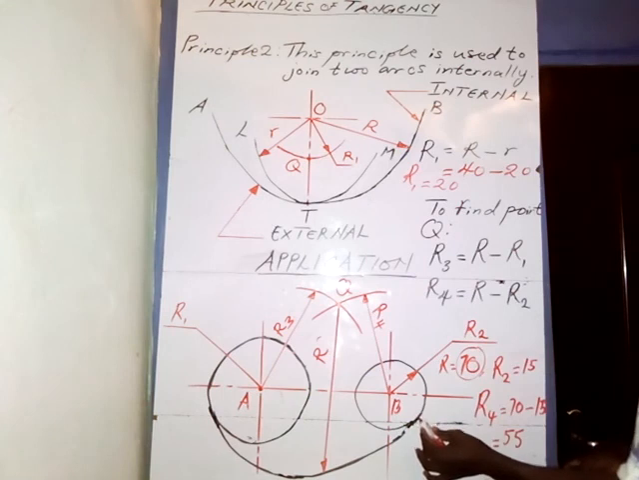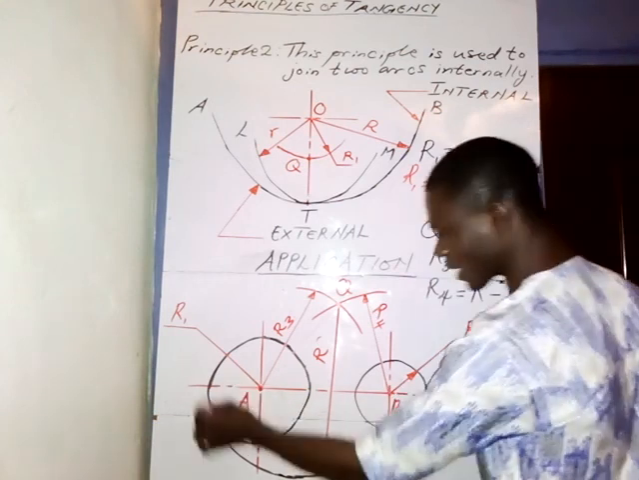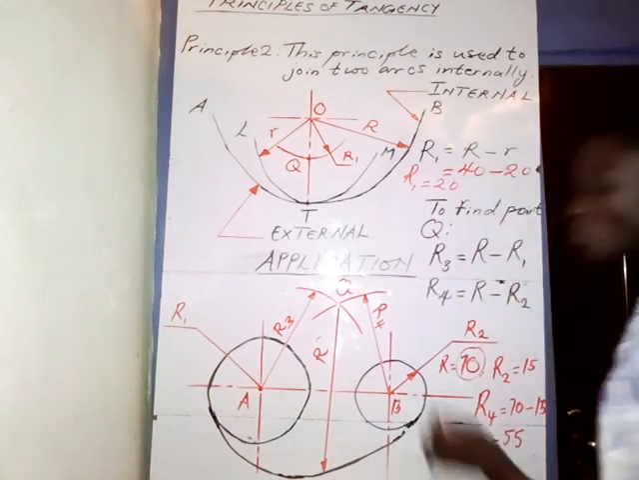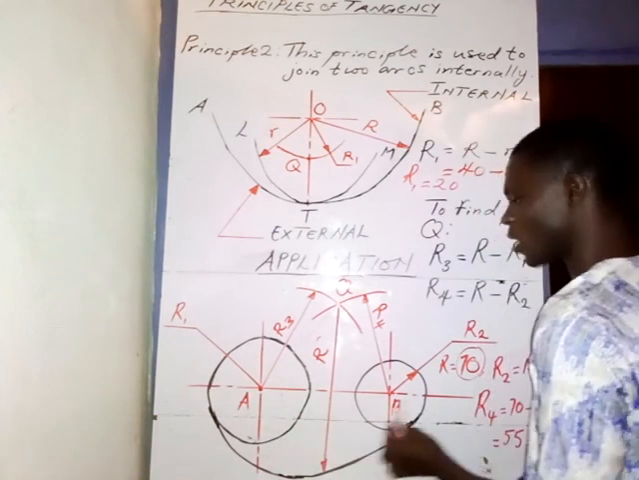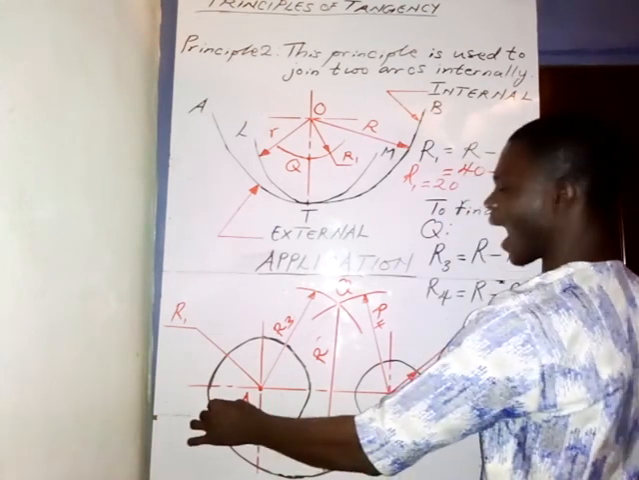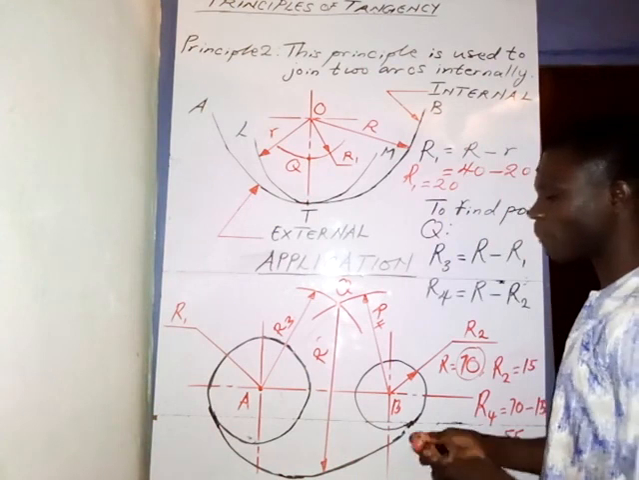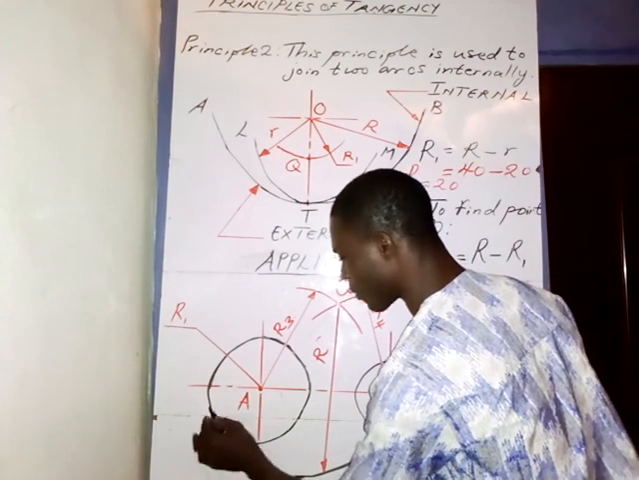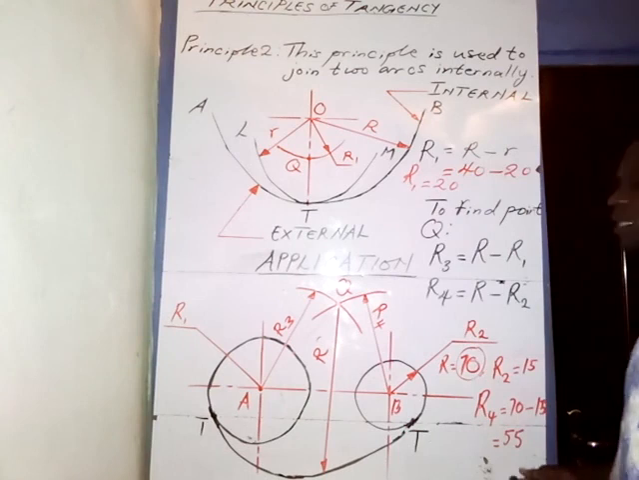Put it here and it will automatically touch any point anywhere on this circle, and also anywhere on this circle. So just draw this arc. By the time you draw this arc, these two circles will have touched this arc internally. And to indicate the point of tangency, the point of tangency is this point. So here we have T, and also we have T here. These are the points of tangency.